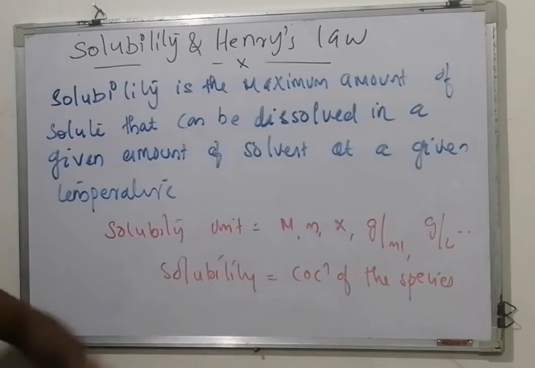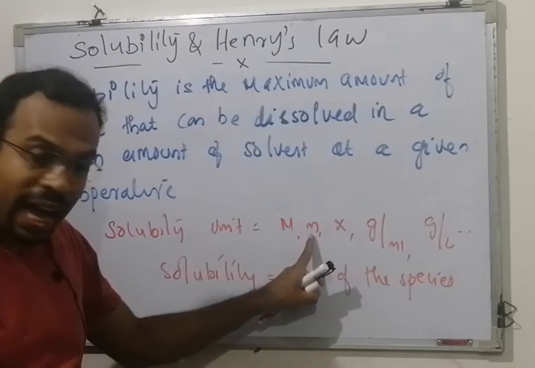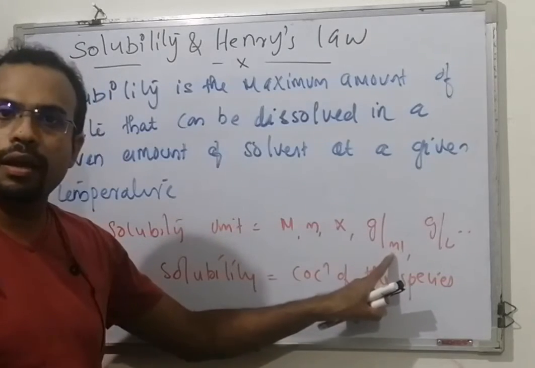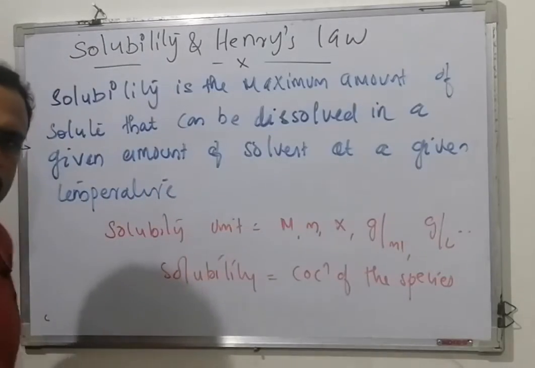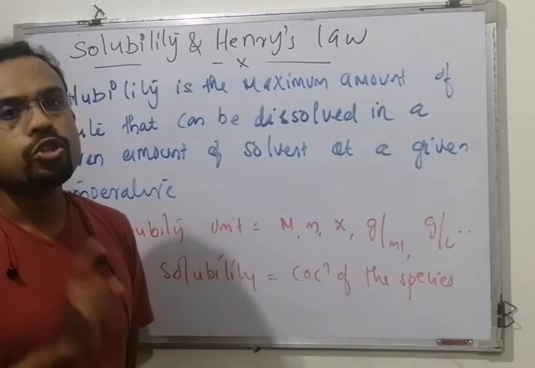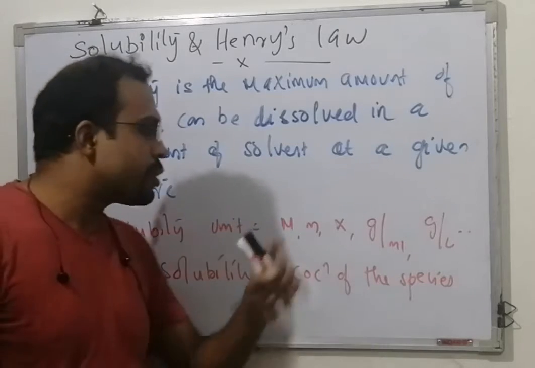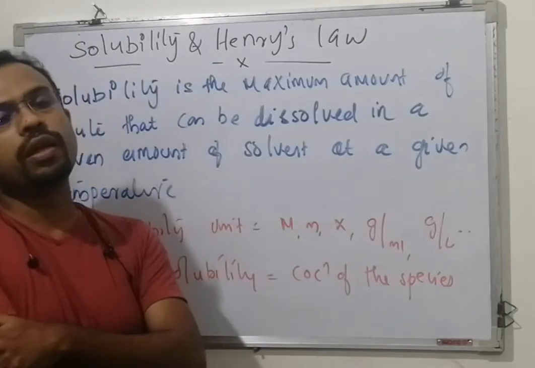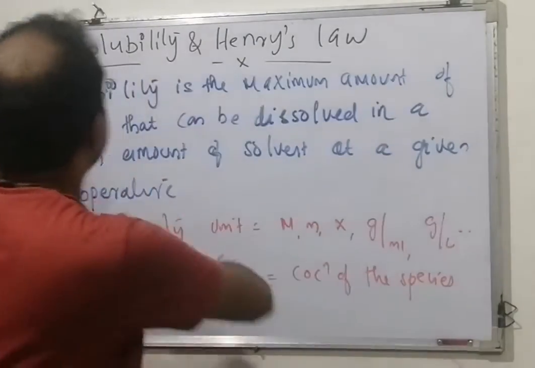Now, unit of solubility. Solubility is expressed in molarity, molality, mole fraction, gram per milliliter, gram per liter. Simply speaking, directly speaking, solubility is nothing but the concentration of that species. This understanding is very important. Okay, what is the meaning of solubility?